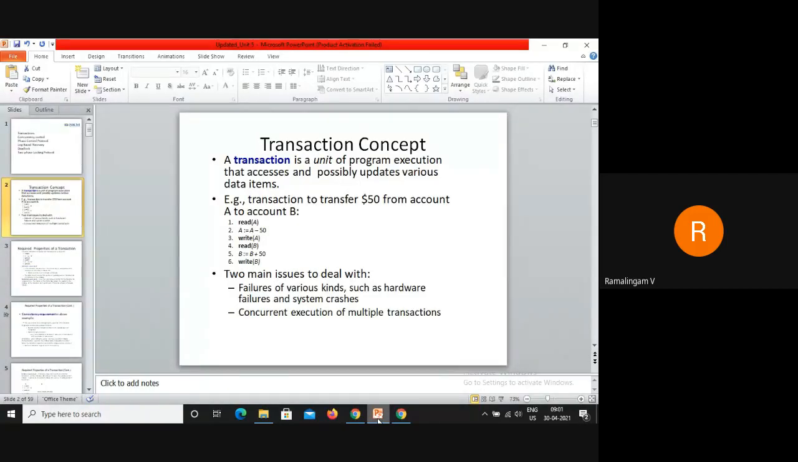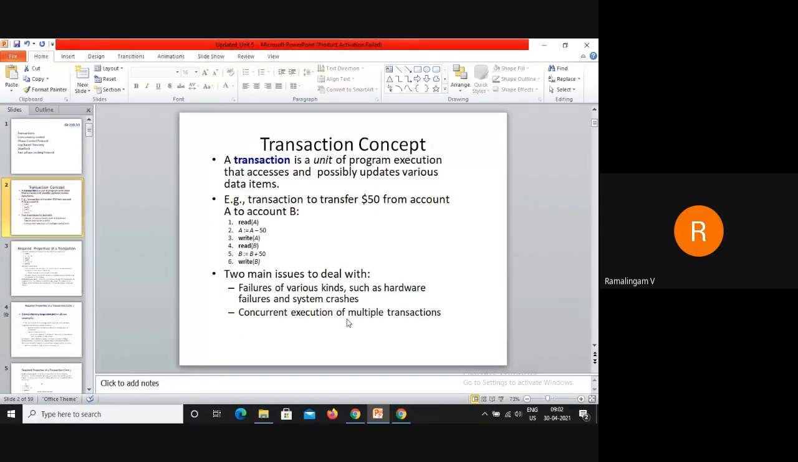So the transaction concept is nothing but a unit of program execution that accesses and possibly updates various data items. While you're doing a transaction from one account to another account, we do some sequence of tasks. If anything goes wrong during the execution of this transaction, what are the issues we encounter? The two main issues that can occur are failures of various kinds, such as hardware failures and system crashes, and concurrent execution of multiple transactions.